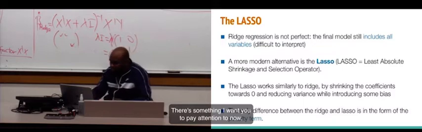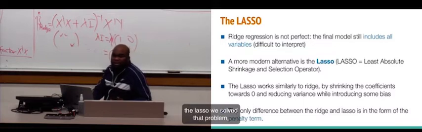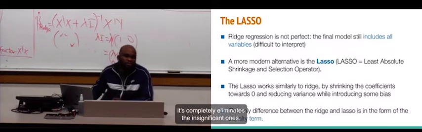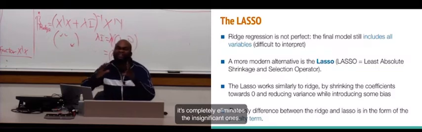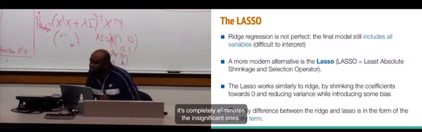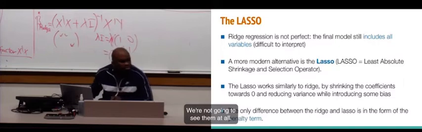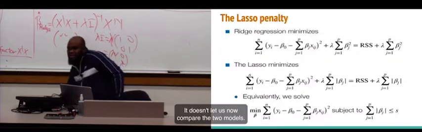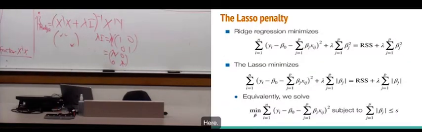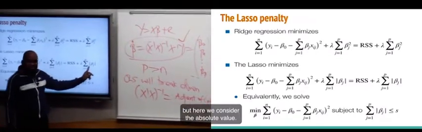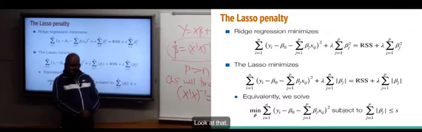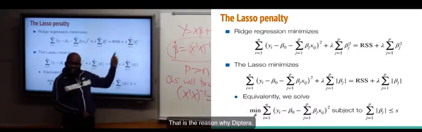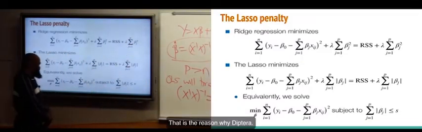There's something I want you to pay attention to now. The LASSO will solve that problem. It will completely eliminate the insignificant ones. We're not going to see them at all. You know why? Let us now compare the two models. Here, we consider the square, but here we consider the absolute value. Look at that.